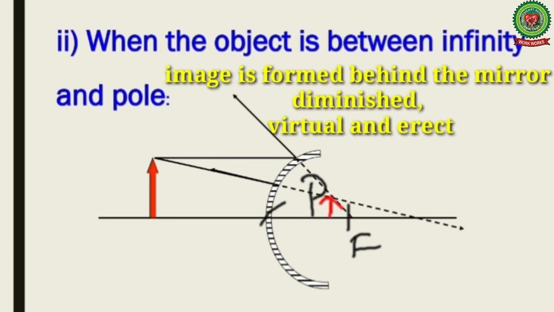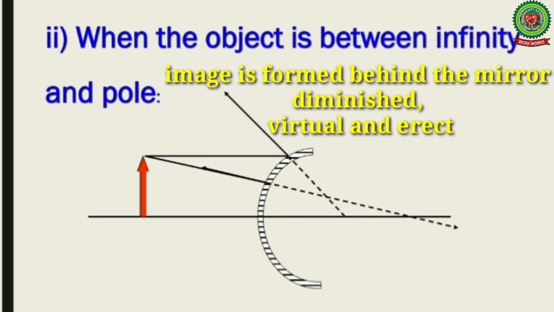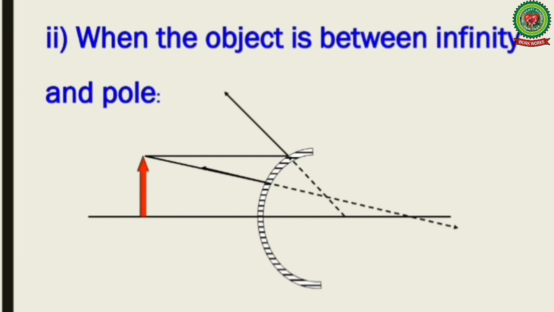Students, when the object is placed anywhere between infinity and the pole, the same kind of image is obtained. So in case of convex mirror, we will discuss only two ray diagrams.